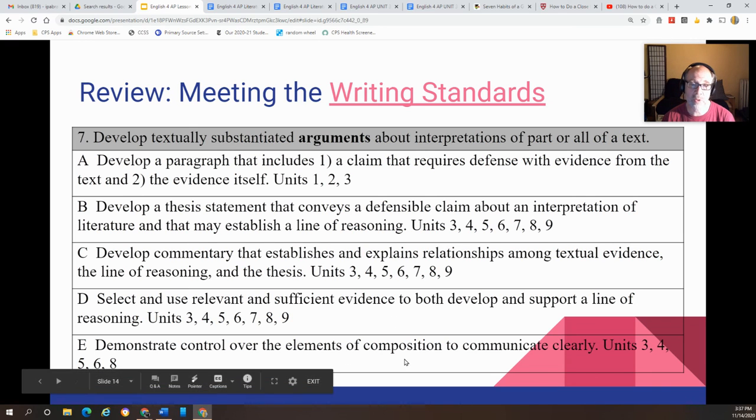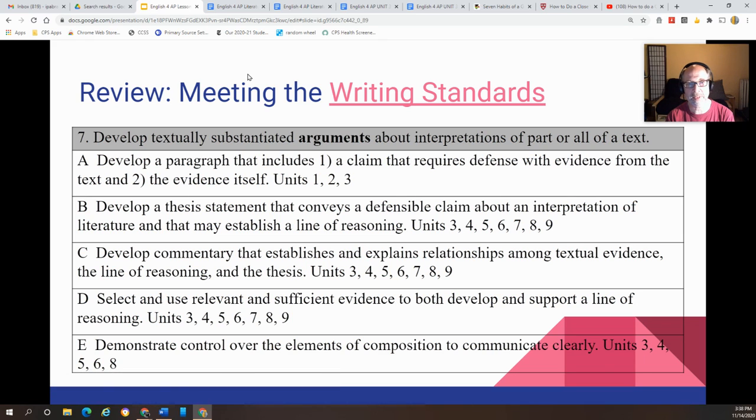And then the last one, demonstrate control over the elements of composition. Yeah, there's a typo, but it's because I didn't clean up my typing at the end. And there's no question, you're not supposed to be perfect, especially in a timed essay as the AP exam is, but you are supposed to very clearly communicate, and any errors you make should not interfere with that clear communication. So that's all I have to say about this.